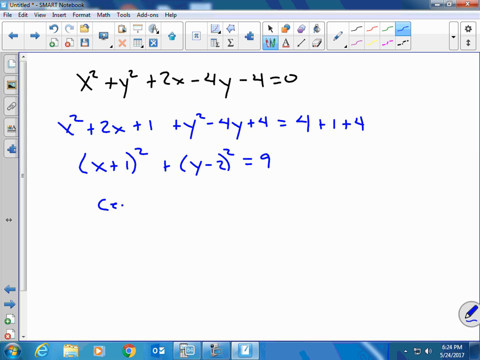Center is at (−1, 2). My radius is 3, and I'll assume you can graph that. Okay, that is circles.